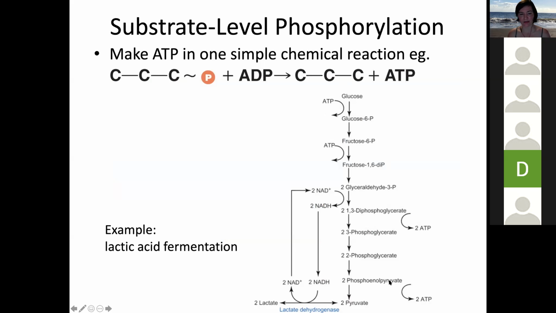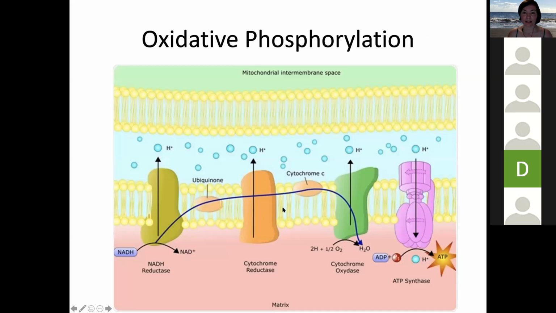So that's substrate level. If we were to look at the Krebs cycle, we'd see something similar, that there's a single enzymatic reaction that produces ATP. Here is oxidative phosphorylation.